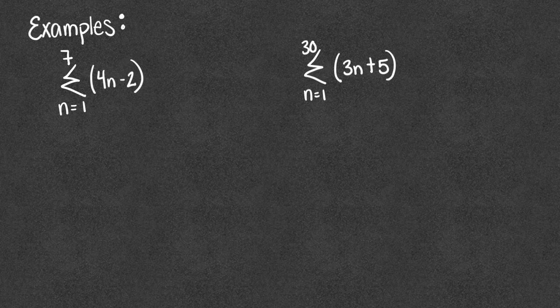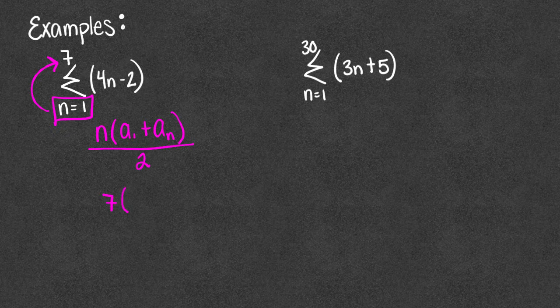First, I'm going to start by writing my formula: n times a sub 1 plus a sub n, divided by 2. Okay, now the first thing I need to do is figure out how many terms are within my sequence. Well, I'm starting here at 1 and I'm going to 7. So there are 7 terms within my sequence.